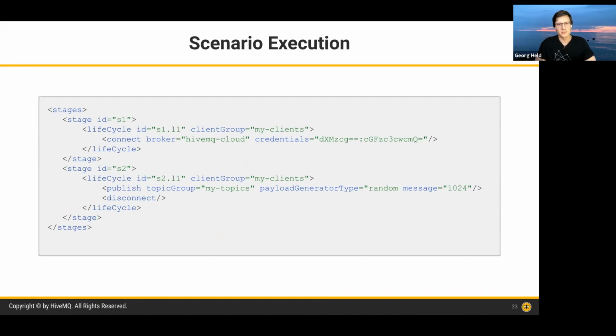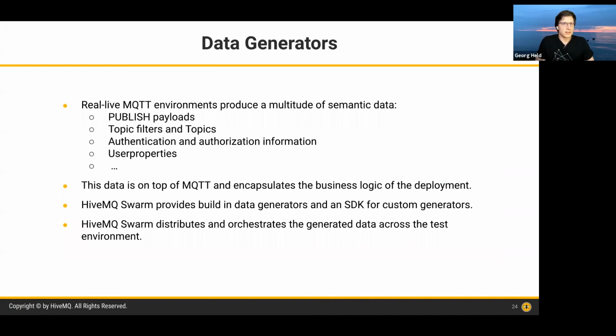So you can, of course, design your life cycles so that some clients connect while others disconnect, while others start publishing, and so on, to have a really organic picture at the end. This is all flexible and possible. But we say a scenario is well and fine, but what about the data? Without the data, the scenario is just an empty shell.